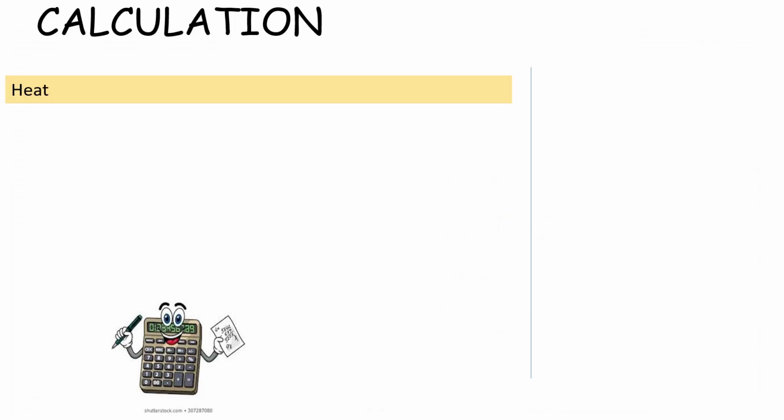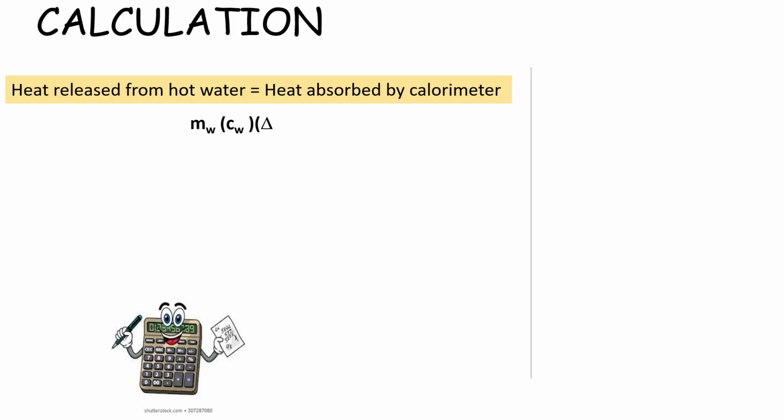For calculation, we write the basic concept of calorimeter. Heat released from hot water is equal to heat absorbed by calorimeter. Mass of water times specific heat capacity of water times delta TB is equal to heat capacity of the calorimeter times delta TA.